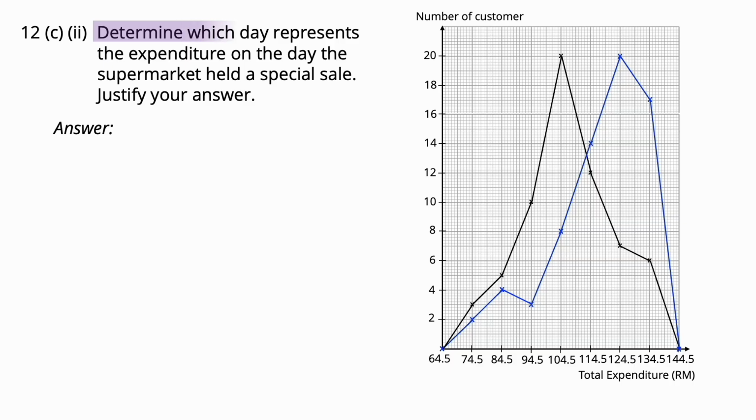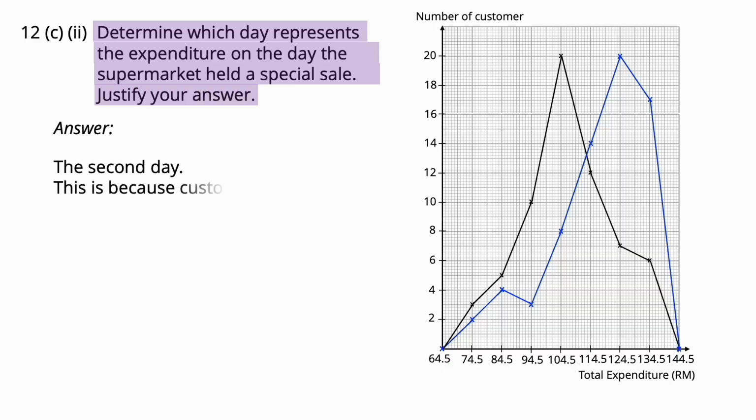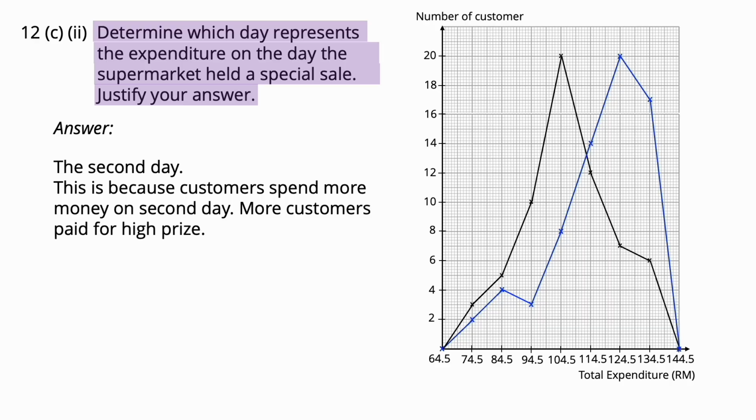C2. Determine which day represents the expenditure on the day the supermarket held a special sale. Justify your answer. The second day. This is because customers spend more money on the second day. More customers paid for high prices.